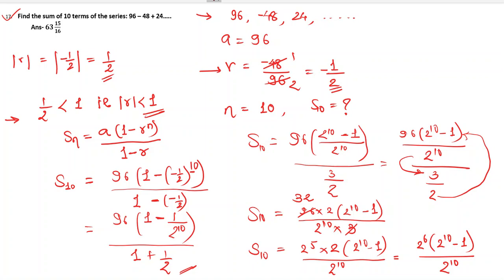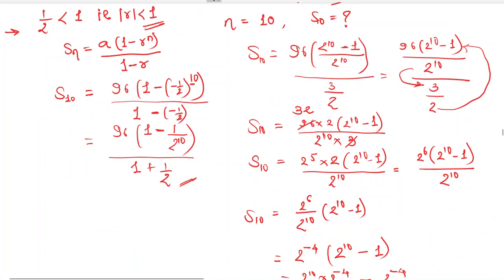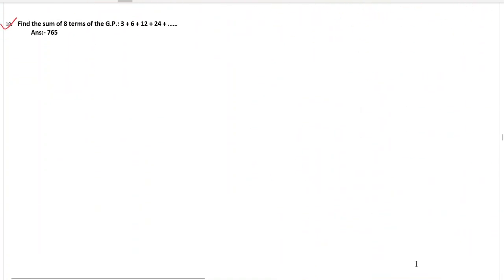That was question number. Here the number is wrong. We have done question number 13 right now. Let's go to the next question. Find the sum of 8 terms of the GP, 3 plus 6 plus 12 plus 24.